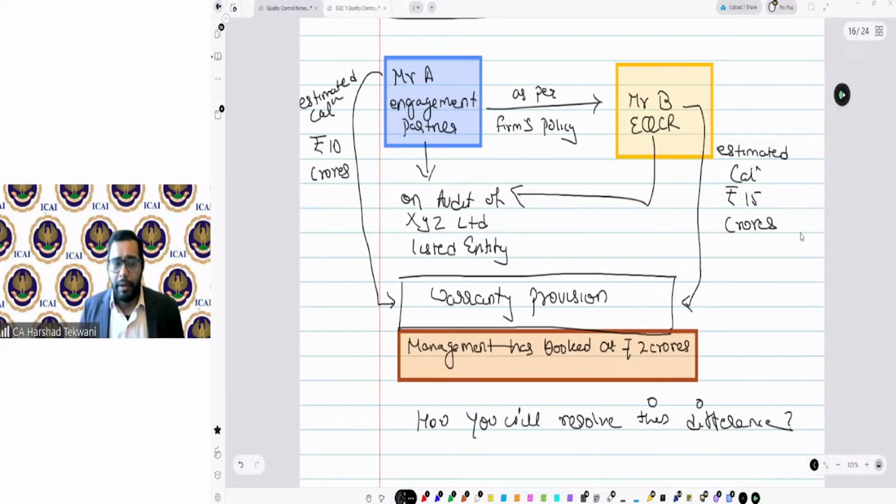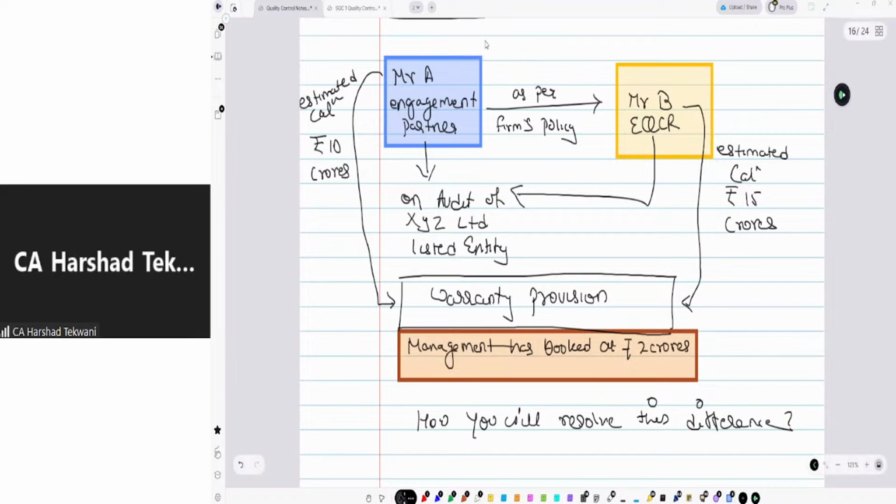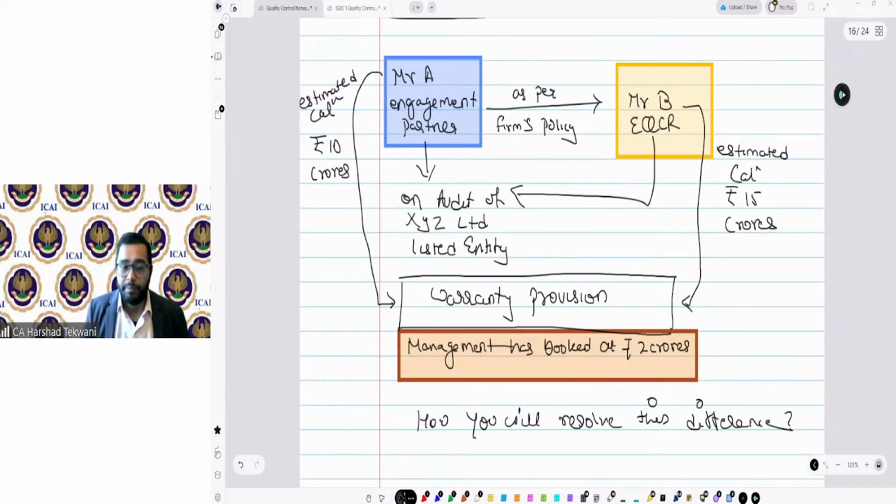Should I listen to Mr. A, engagement partner, because he is doing the audit? Should I listen to Mr. B, who is an EQCR? Or should I say, no, you both are wrong, I will go with the management's estimate, that is 2 CR? What should I do? What should be the appropriate way here?